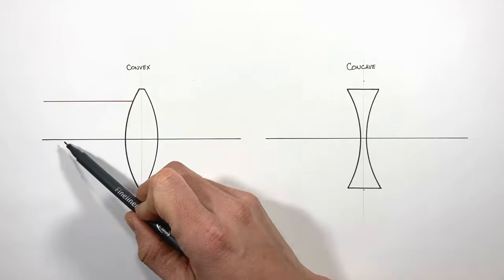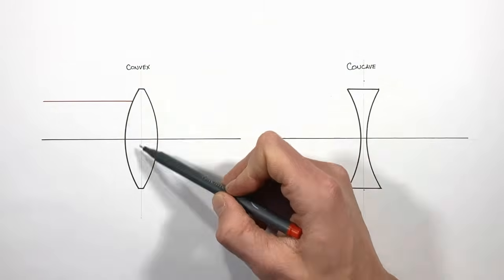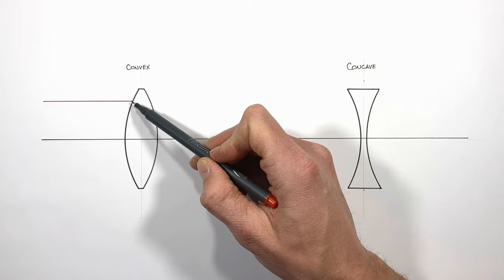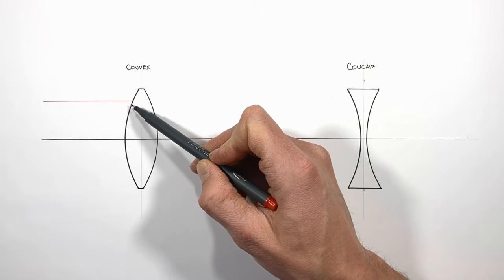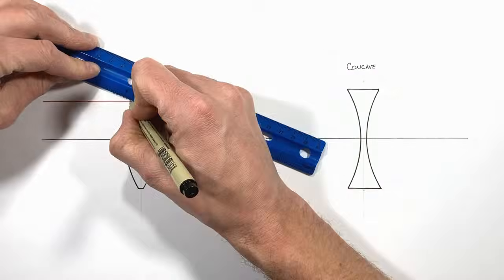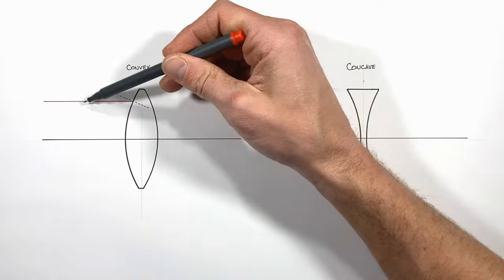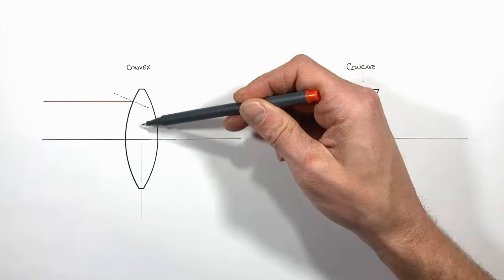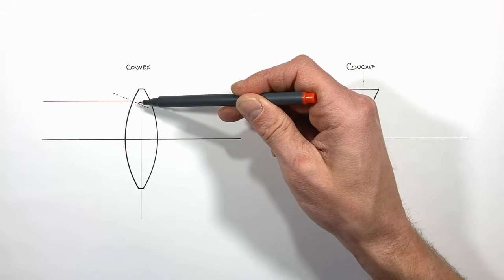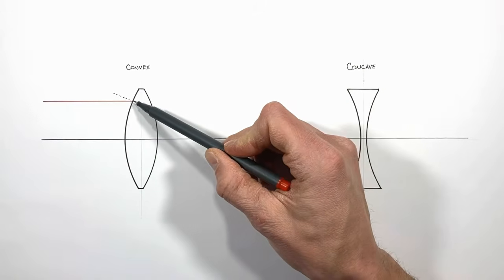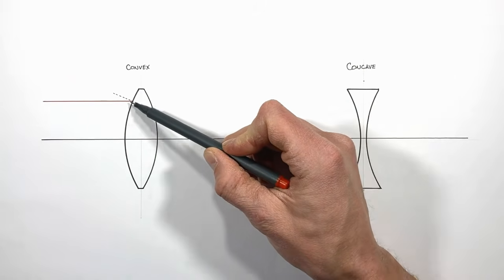Looking at a light ray which is traveling parallel to the principal axis when it strikes this lens, we can see that this ray will bend according to Snell's law. And so as this ray travels from air into the glass of the lens, it is going to refract, and it's actually going to bend downward or towards the normal line.